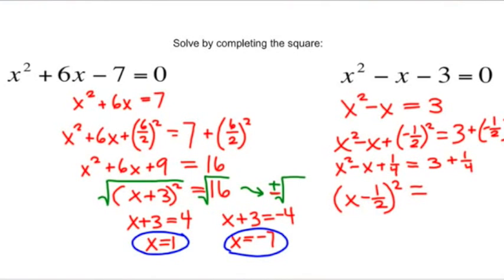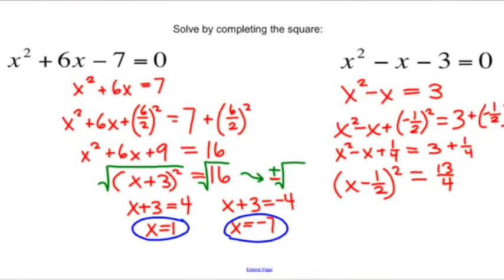Now you might be tempted to add it together, get 3 1/4, but I encourage you to use a fraction, to change it to 13/4, and you'll see why in a second. What we're going to do now, get rid of that square by taking the square root. I'm going to take the square root of both sides, remembering again the positive and negative values.